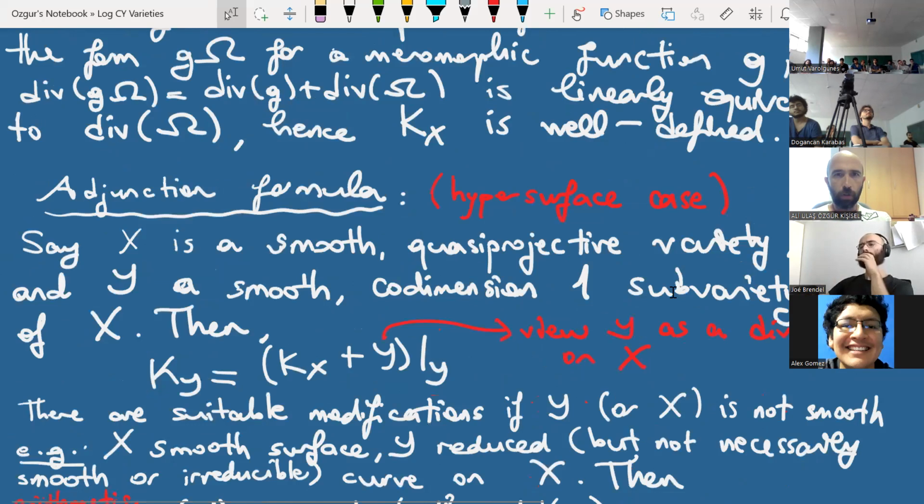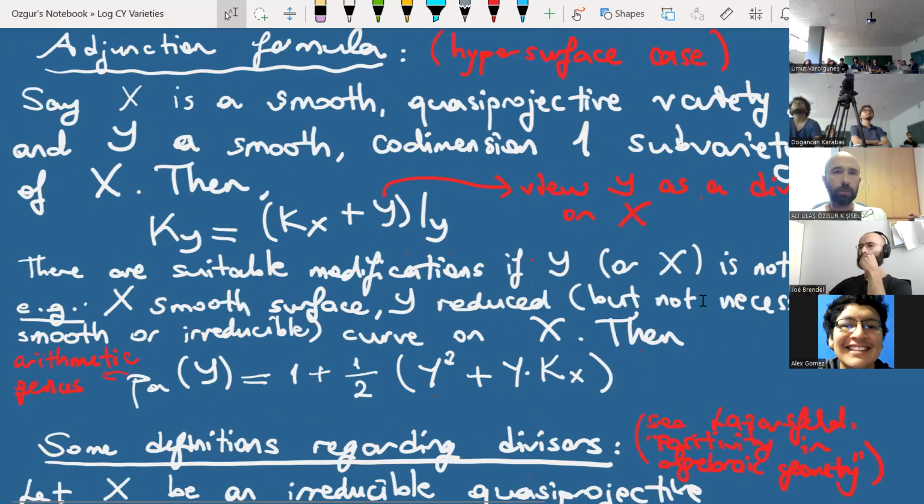Now, let me say a few words about adjunction formula. I'll just restrict to the hypersurface case. So again, say X is a smooth quasi-projective variety over C as above, and pick a smooth codimension 1 subvariety Y. Now you can calculate the canonical class of Y from the canonical class of X as written here. So it's K_X plus Y restricted to Y, where in the parentheses, Y is a divisor on X, since this is codimension 1, that makes sense.